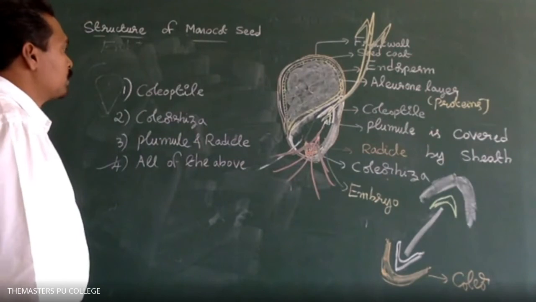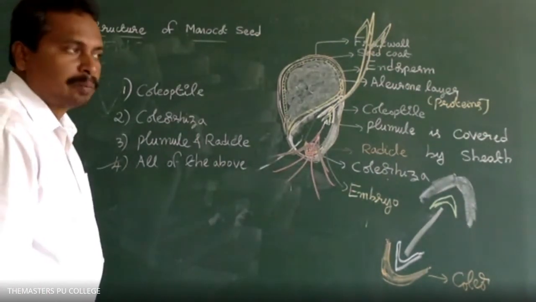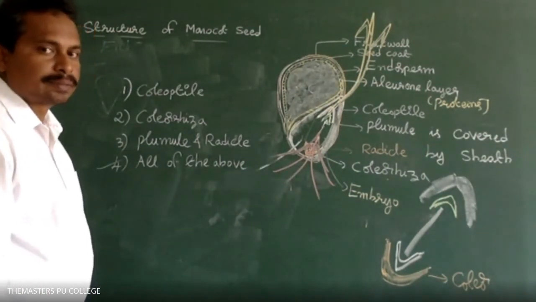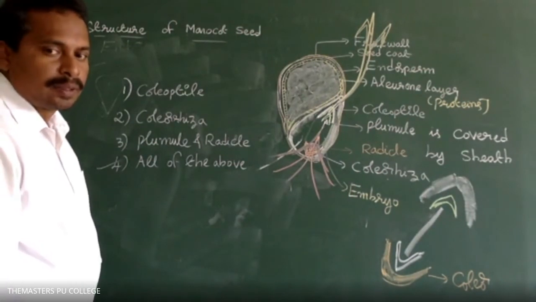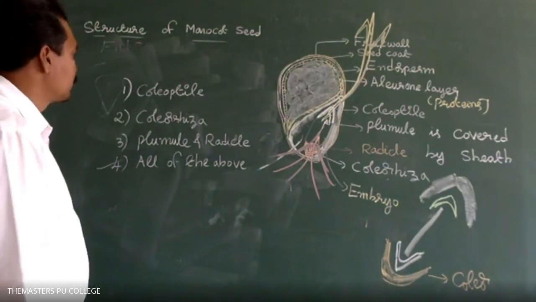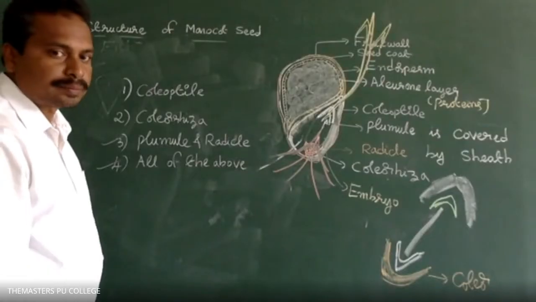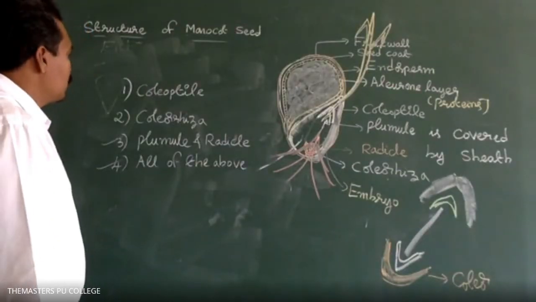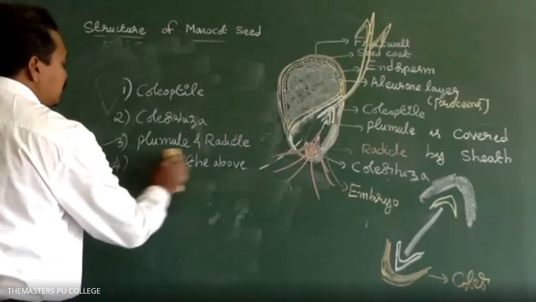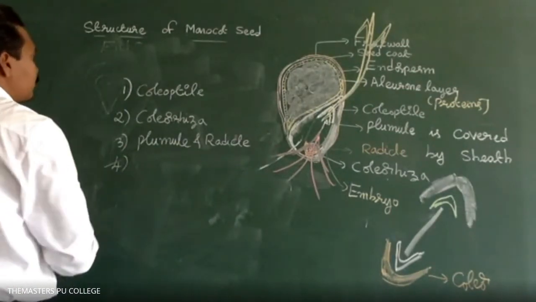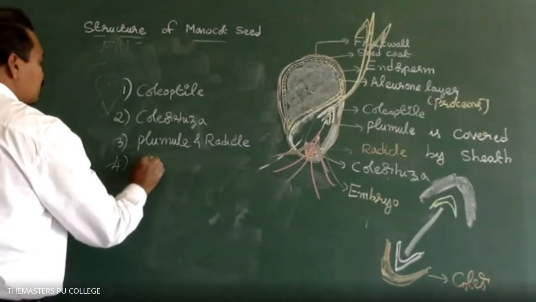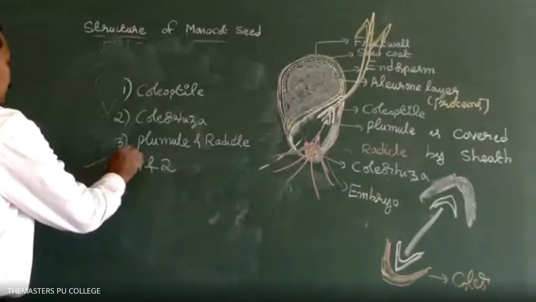Which of the following parts are present in the embryo of a dicot seed? Then what is the answer? Very good, Ramana. Option 3, plumule and radical. Right. Which of the following are absent in the embryo of the dicot seed? Option 4, 1 and 2. Very good, option 4 is the correct answer.